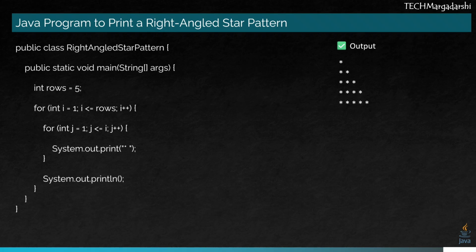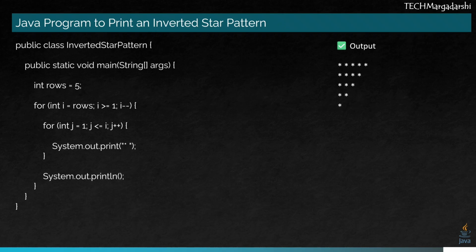For the first row, 1 star is printed. For the second row, 2 stars are printed. And this continues until the fifth row, where 5 stars are printed. This program is a great introduction to nested loops and is commonly used in Java coding practice and interviews.